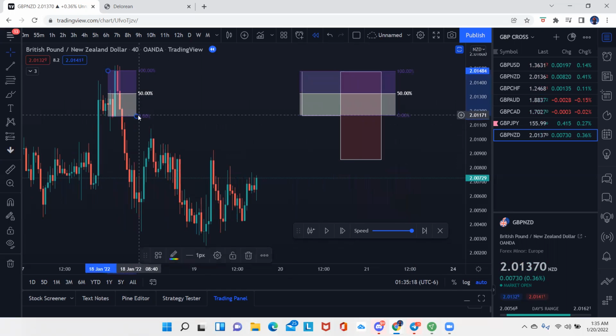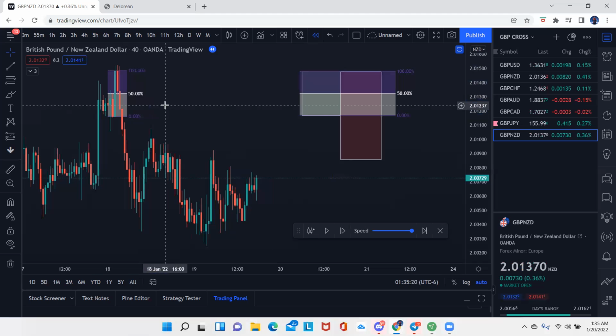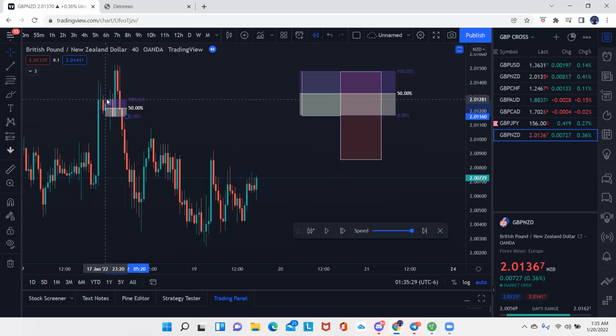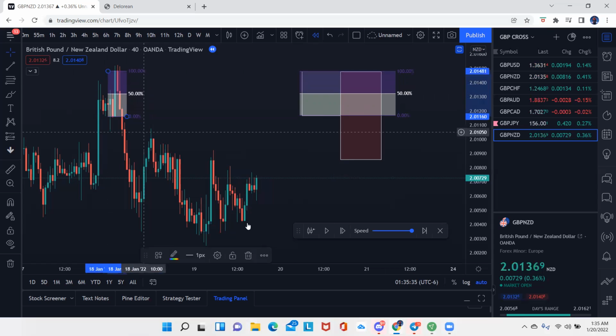Drop a one in the chat if that makes sense, right? So if you're buying off of the bullish candle, you're taking the 50% of the smaller one. If you're selling off of this bullish candle, you need to take the 50% off of the bigger candle. So let me get y'all to drop one in the chat if that's making sense.